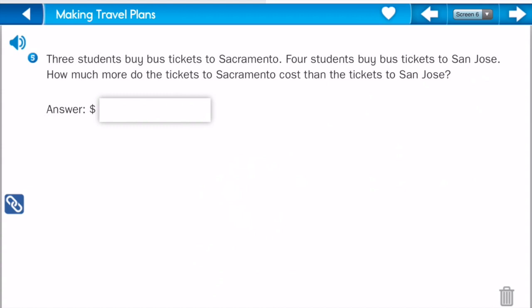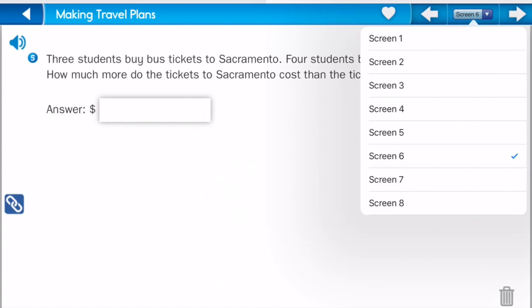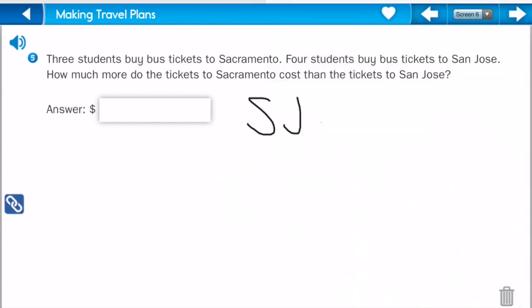Students buy bus tickets to Sacramento. 4 students buy bus tickets to San Jose. How much more do the tickets to Sacramento cost than the tickets to San Jose? So we're looking at bus cost $48, and the Sacramento tickets cost $74. I figured that out by looking at my chart.